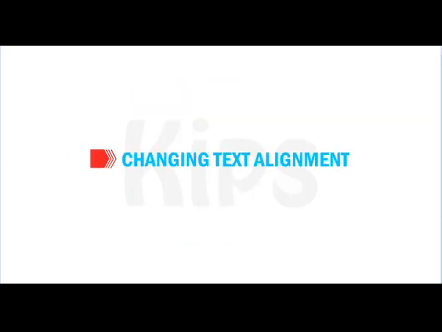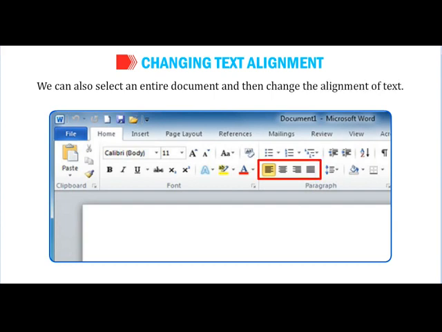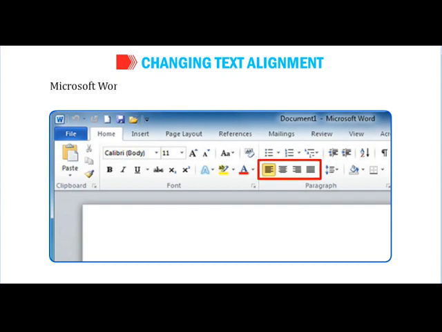Now let us understand how to change text alignment. Alignment refers to the positioning of the text on a page. It is always better to set the alignment before typing. We can also select an entire document and then change the alignment of text. Microsoft Word provides 4 types of alignments, which are as follows.